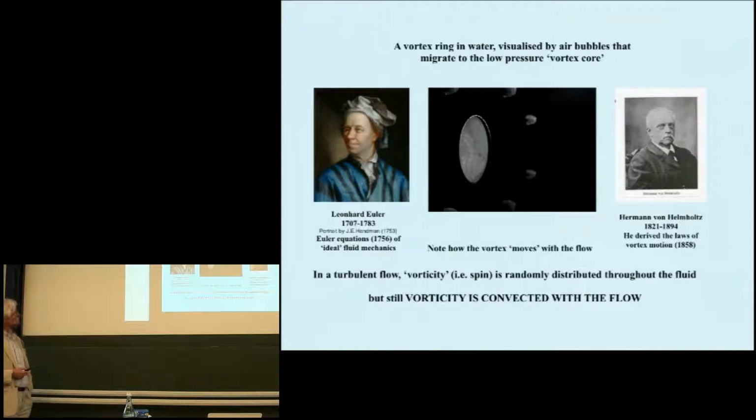I'll show you this little picture of a vortex ring. This is one of, we've heard twice this morning about, the experiments of William Irvine in Chicago. I show you here firstly the picture of Euler, a little bit of the history of the subject. Euler in 1756 produced the equations of ideal fluid mechanics, now known as the Euler equations. Of course, so many things are named after the great Euler, but these equations of fluid mechanics are very remarkable. They describe the evolution of a velocity field in an ideal fluid when all dissipative effects are neglected.